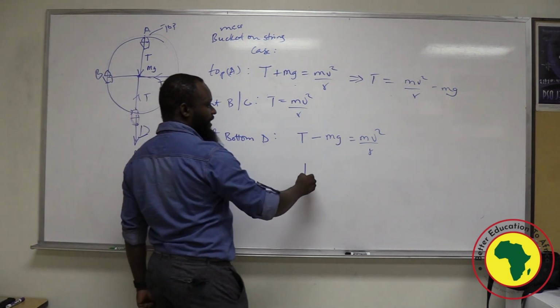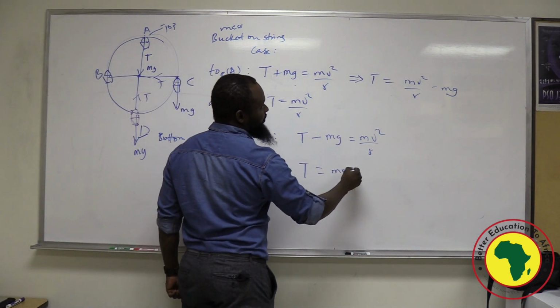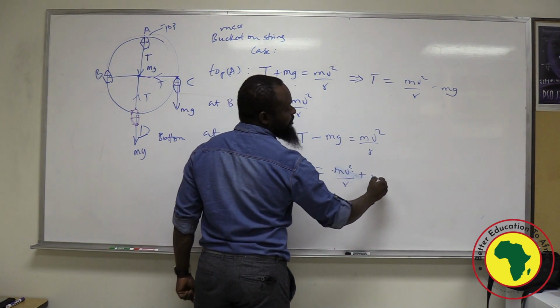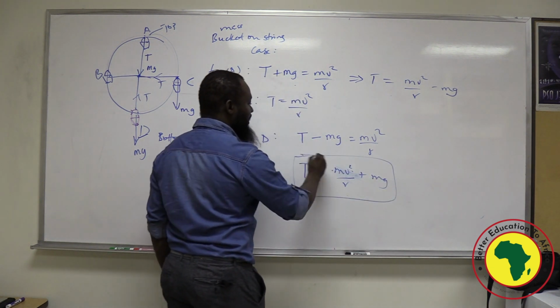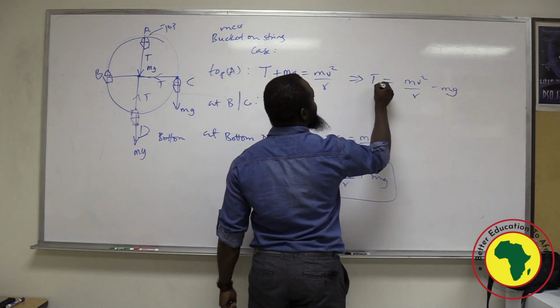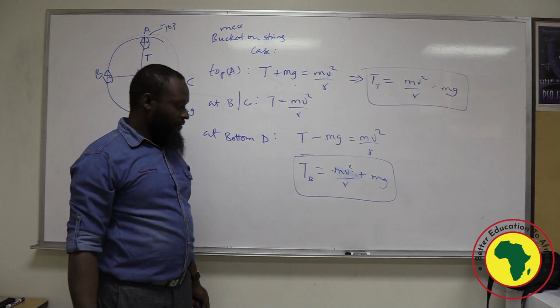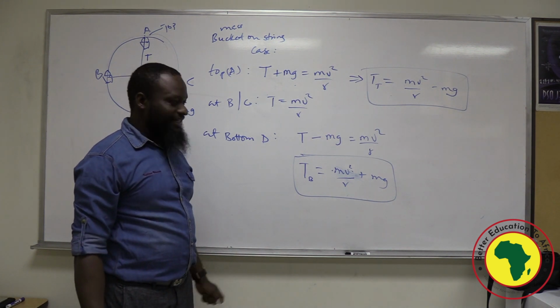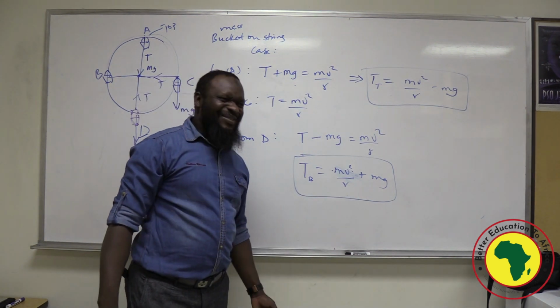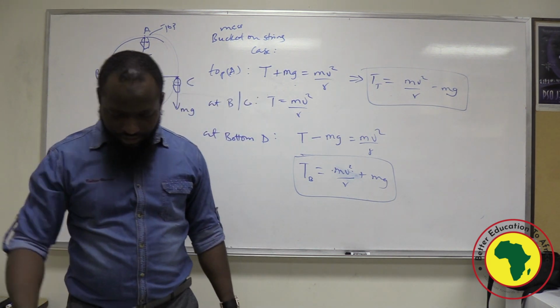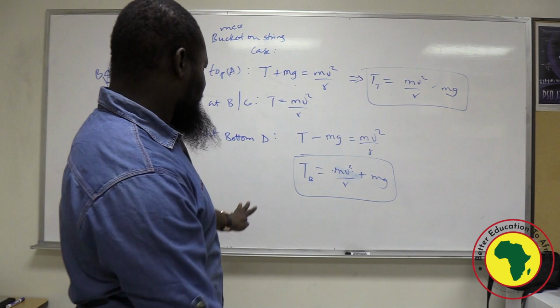So what is the tension here at the bottom? It becomes mv squared over r plus mg. Now, which tension is bigger, at the bottom or at the top? The tension at the bottom. Exactly, because you add the weight. So that's what tells you need more force. That's where you feel the more weight as you go along like that. So this is just the case.